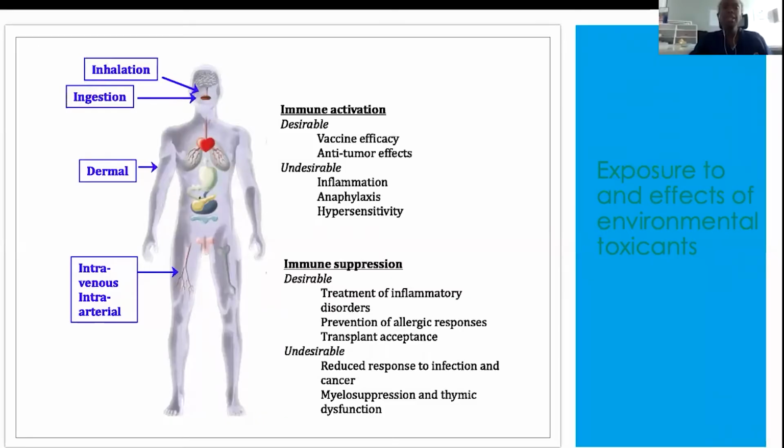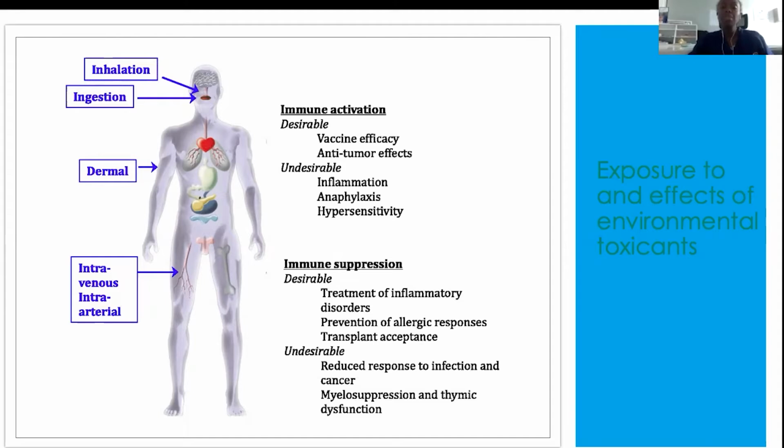In terms of the various routes of entry of these environmental exposures, it can be through inhalation, ingestion, dermal, intravenous, intraarterial, and also in utero, from the beginning, during pregnancy. Some of the effects of these environmental toxicants are grouped into two. You can either have immune activation, whereby you have desirable or undesirable effects. The desirable effects would be things like vaccines or anti-tumor effects. Undesirable effects would be inflammation, anaphylaxis, or hypersensitivity.